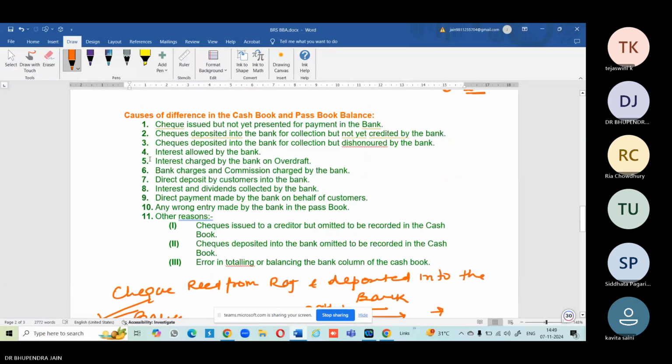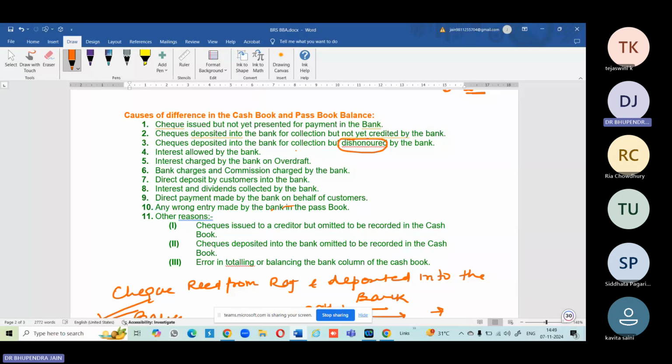Next reason: check deposited into the bank for collection, but dishonored by the bank. Whenever you collect the check from the party, you record the entry in your books of account. Now you deposit the check into the bank, but due to some reason the check has been bounced or dishonored. Dishonored means bounced. The check is not cleared due to many types of reasons.